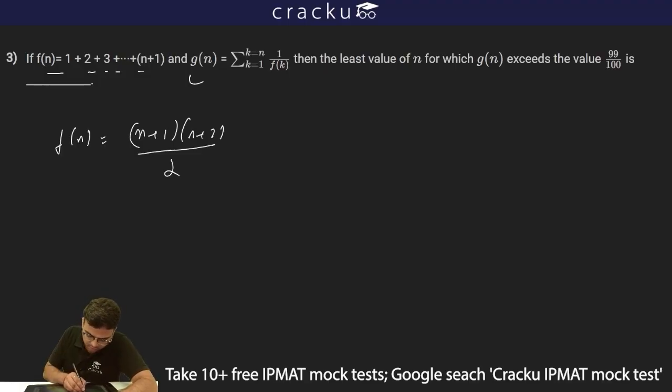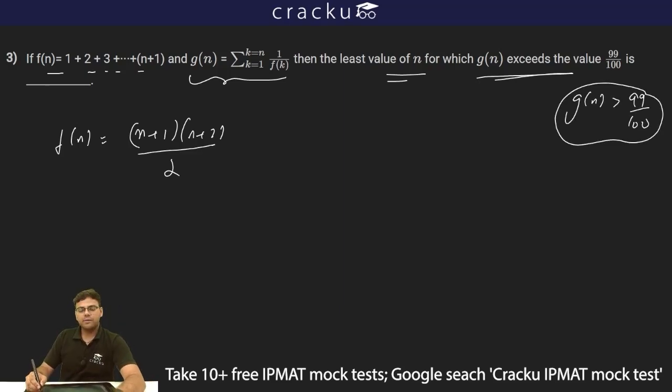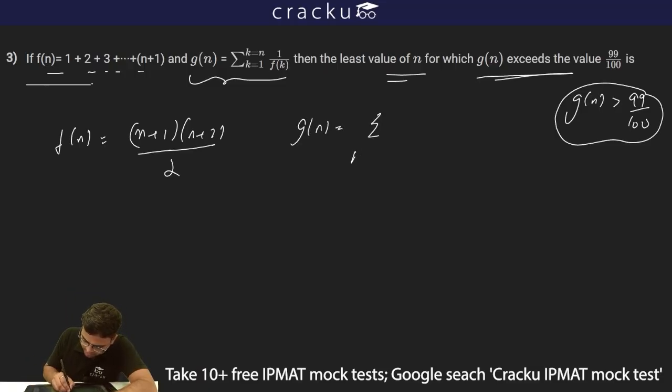And Gn is equal to the summation of 1 upon f of k from k is equal to 1 to n. Now the least value of n for which Gn exceeds the value 99 by 100. So Gn has to be greater than 99 by 100. We have to find out the value of n where Gn is greater than 99 by 100. Now we have Gn is equal to the summation of k is equal to 1 to n of 1 upon f of k. So 1 upon f of k will be equal to 2 upon k plus 1 into k plus 2.